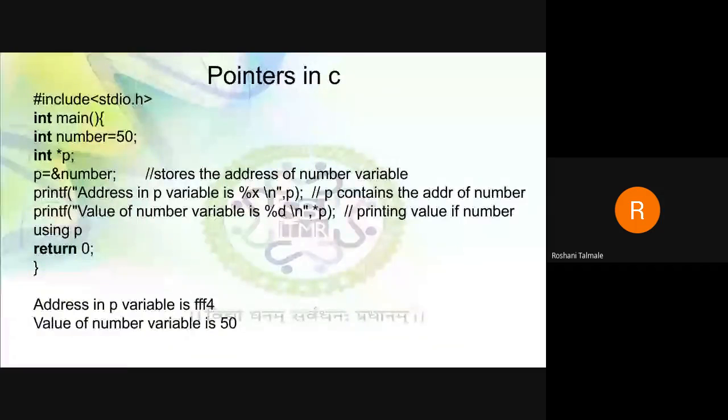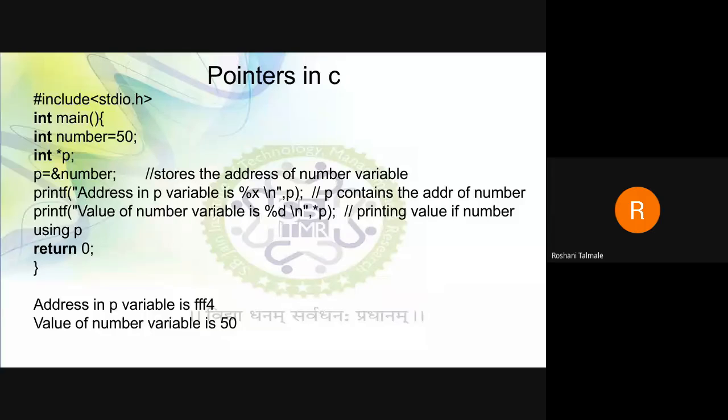There is one new name given to this pointer asterisk symbol. It is also called the value at the address operator. Pointer is also called the value at the address operator. What is the meaning of value at the address? It means that if you give the address of any variable to the pointer, then the pointer will give you the value of that variable.